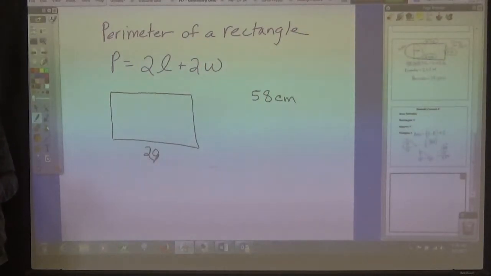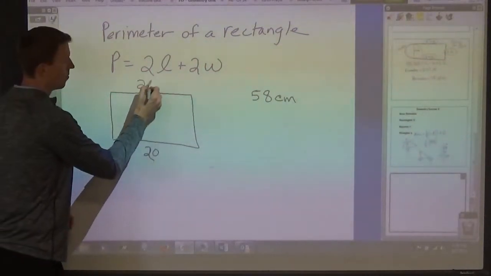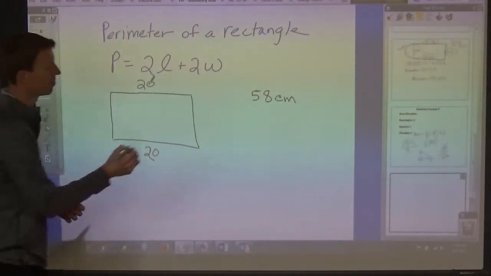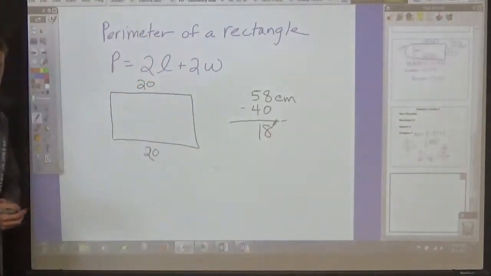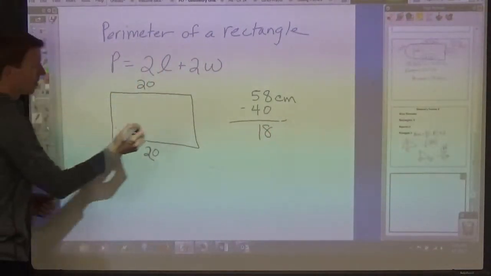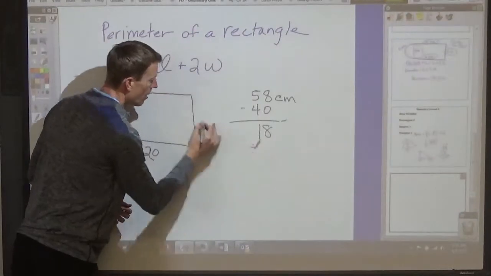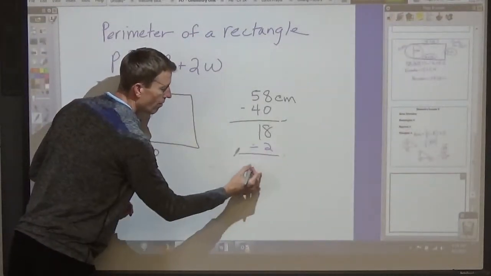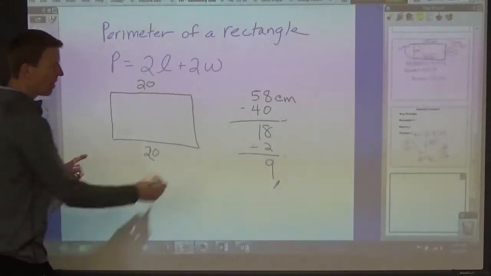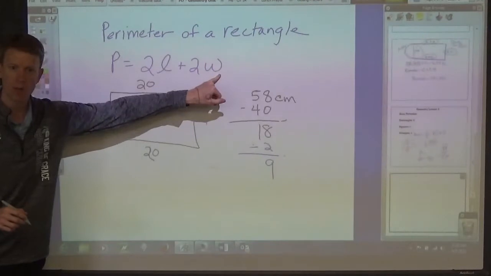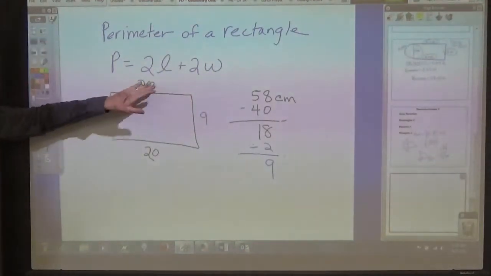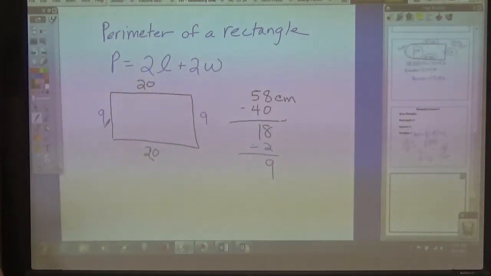Krista? We know that the other side is 20 and 20 plus 20 is 40. And 40 minus, or 58 minus 40 is 18. And then divide it by 2. Great. So if we divide this, we know that the two remaining sides are 18. So if we divide that by 2, that is 9. So using what we know about the formula, you're working backwards to find the lengths of the missing sides. Okay?